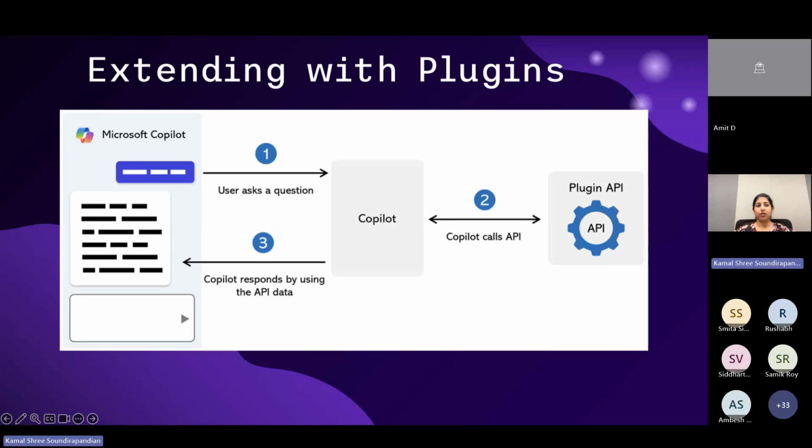Extending with plugin, yes, as you can see the flow, how it works. So plugins allow users to interact directly with your API services, enhancing the capabilities of Copilot. And the range of the functionality is by pulling in external data. For example, a plugin can enable Copilot to retrieve real-time data, which we use on a day-to-day basis, such as latest news coverage, weather, product launches.